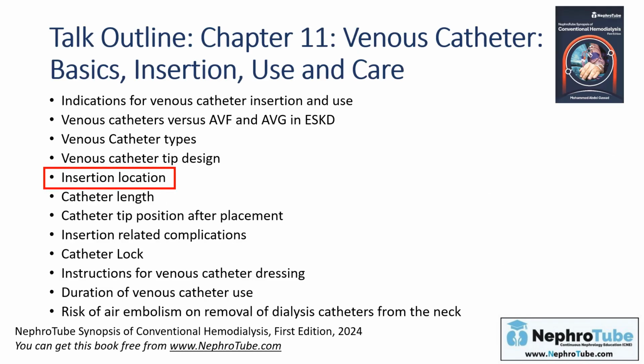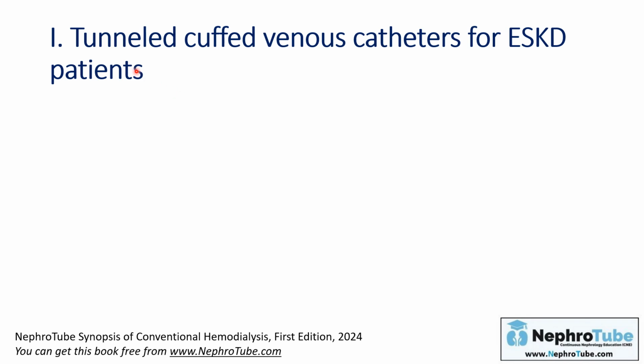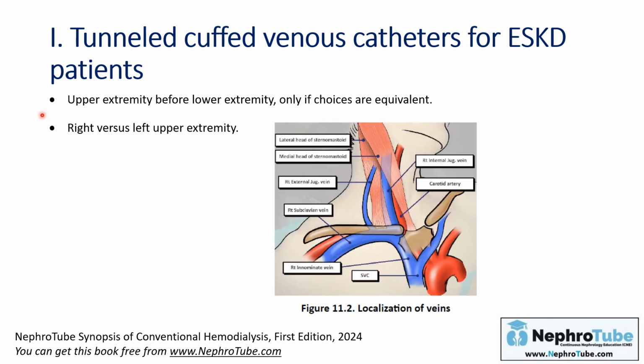Okay, next, what about the insertion location? Where should I insert the catheter? In the internal jugular vein, in the subclavian vein, or in the femoral vein, or others? Let's talk about the insertion locations first for the tunneled cuffed venous catheters for end-stage kidney disease patients. The Keduki Vascular Access Guideline 2019 update mentioned that it's better to insert the catheter in an upper extremity vein before a lower extremity vein. So it's better to insert it in the upper extremity neck veins.